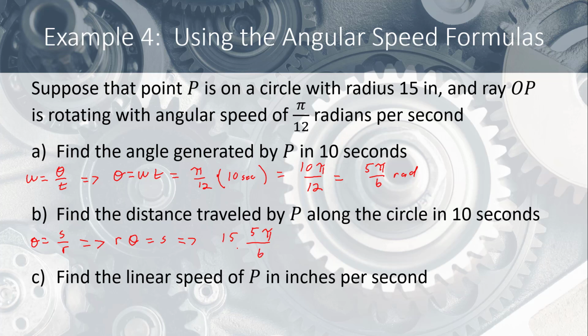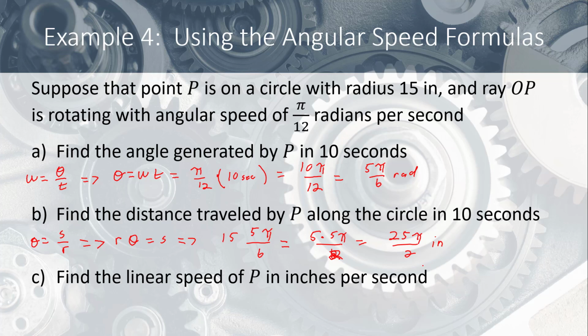We can actually simplify this. Notice that 5 and 6 have common factors. Sorry, 15 and 6 have a common factor, which happens to be 3. So this can be written as 5 times 5 pi divided by 2, not 6, 2, because we're getting rid of that common factor 3. And that will be equal to 25 pi divided by 2 inches. So that's how far the pulley went.